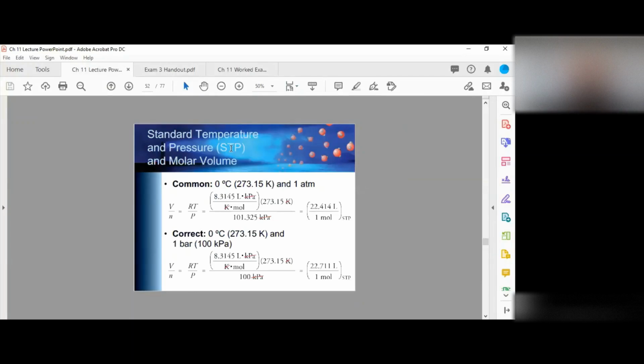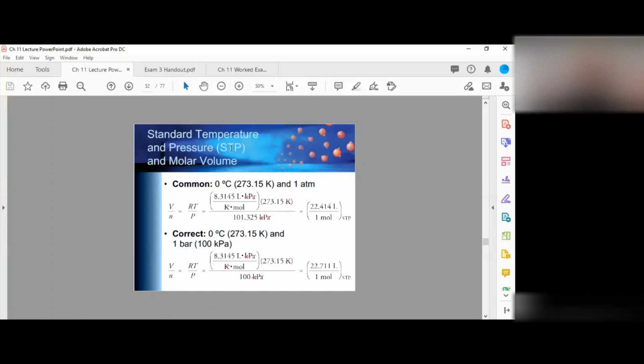So you could get a simple question asking which of the following is considered standard temperature and pressure. Well, standard temperature and pressure is the condition where we find the molar volume. STP is when the temperature is 273.15 Kelvin or whatever is equivalent to it, such as 0 Celsius, and the pressure is 1 atmosphere or whatever is equivalent to it. So that's what STP is.